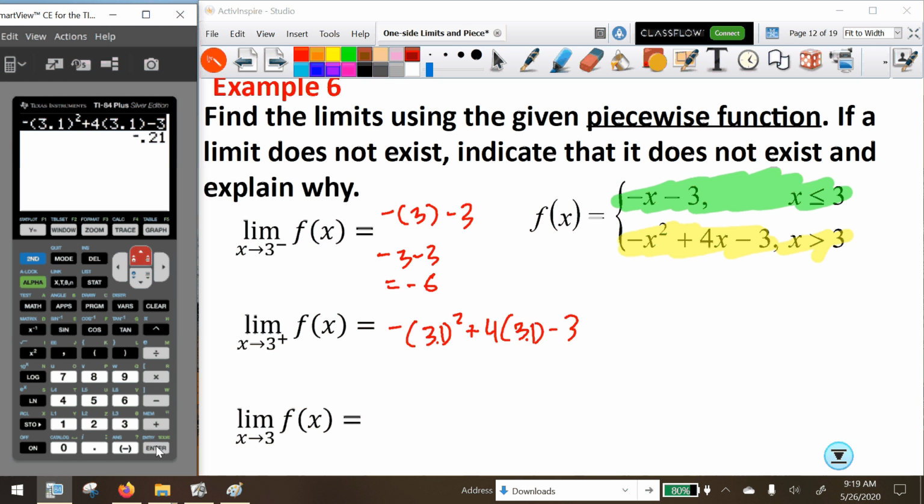I'm not really quite sure what that's approaching, so I'm going to make this even closer to 3. I'm going to add two more zeros, 3.001. Negative 0.002001. So this is actually getting closer and closer to 0. And I'm going to just plug in 3 there, verify that. As we get closer and closer to 3, this is approaching 0.